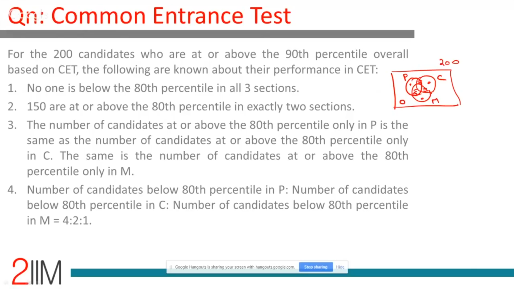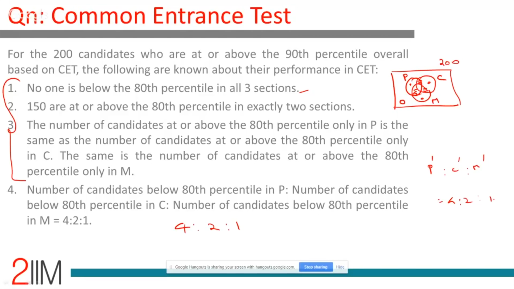The number of candidates below 80th percentile in P is to the number of candidates below 80th percentile in C is to the number of candidates below 80th percentile in M is 4:2:1. And below 80th percentile, that is P dash, not in P, outside of P. So outside of C, outside of M, the ratio is 4:2:1. Till here, I was very happy. I think some things add up to 150, some three things are equal, some one number is 0. I liked all of those. Here I have a ratio, not just two things, but three things. And this is P dash. P complement is to C complement is to M complement is 4:2:1.